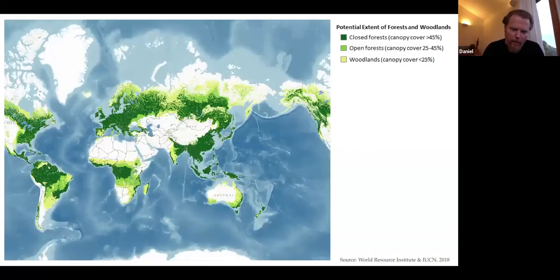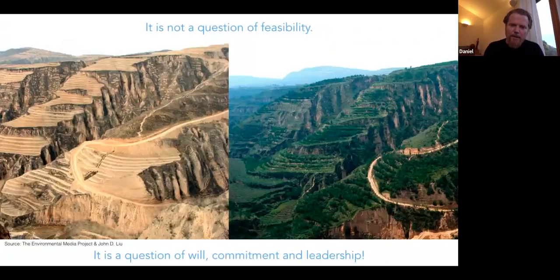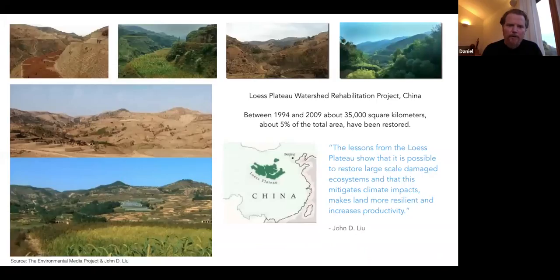And the areas in white, some of them are deserts, but that doesn't mean that they have to stay deserts. Some of them are grasslands. We can actually regenerate those grasslands and basically capture a lot of carbon in biomaterials and standing forests and healthier soils. And this has already been done. We can move from the left image to the right image in 14 years. This is the work on the Loess Plateau.